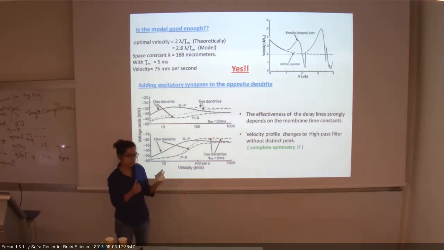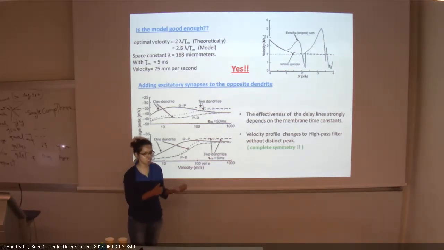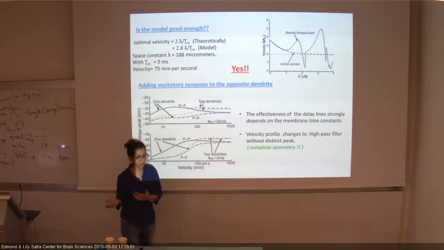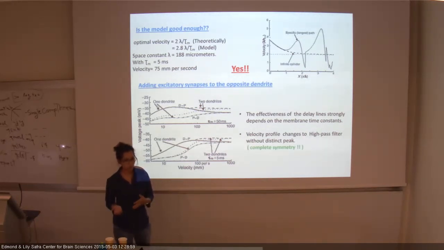Okay, and the hypothesis says that with symmetry there is no directionality. But in cat visual cortex there are many neurons which have small dendrites, and they are directional neurons. So the hypothesis is not correct.